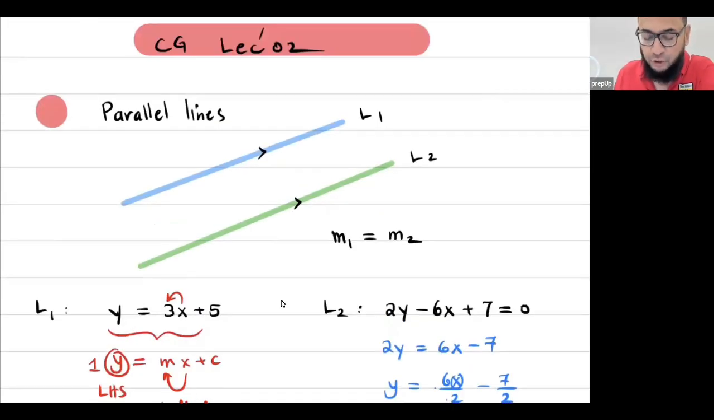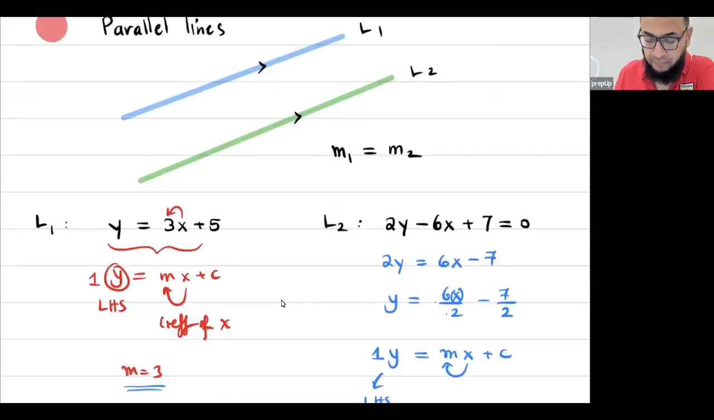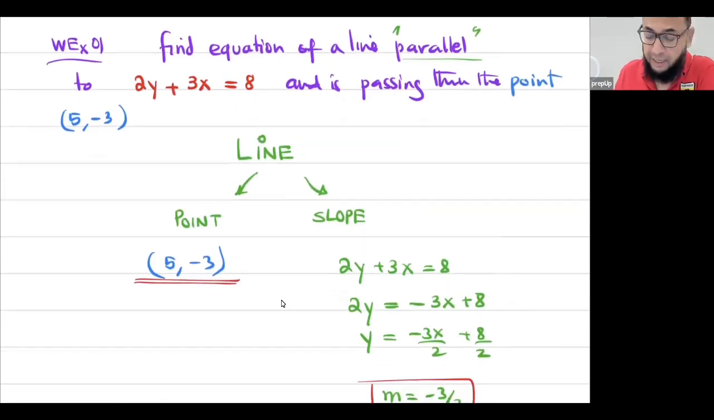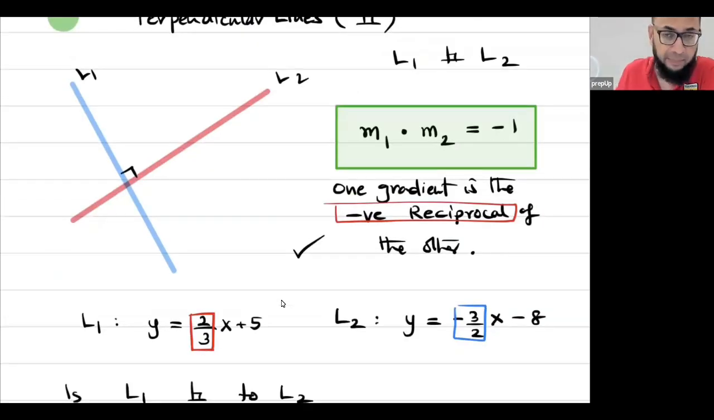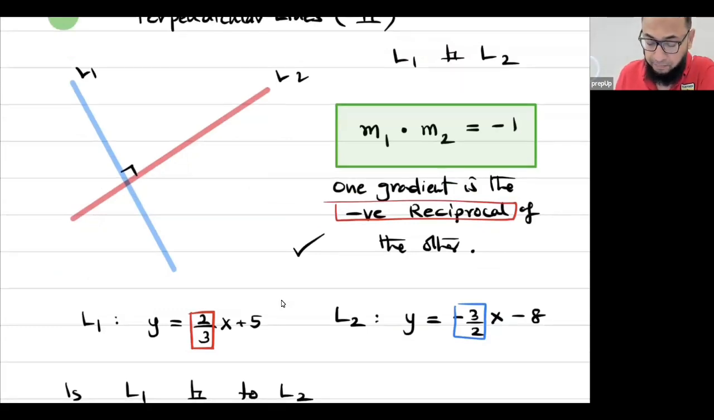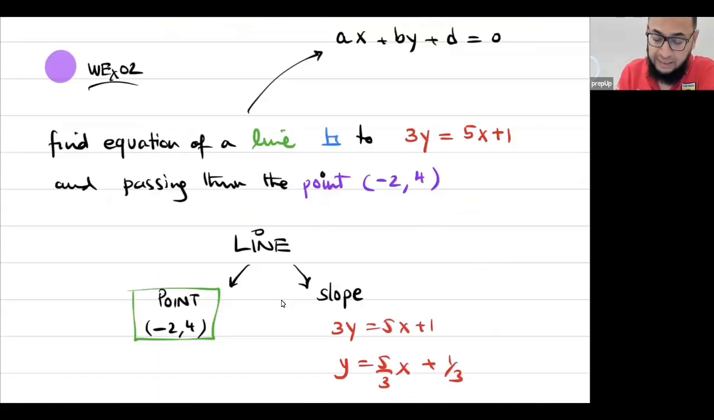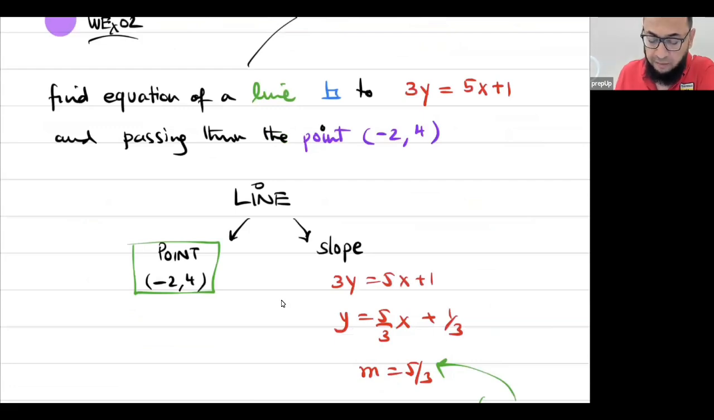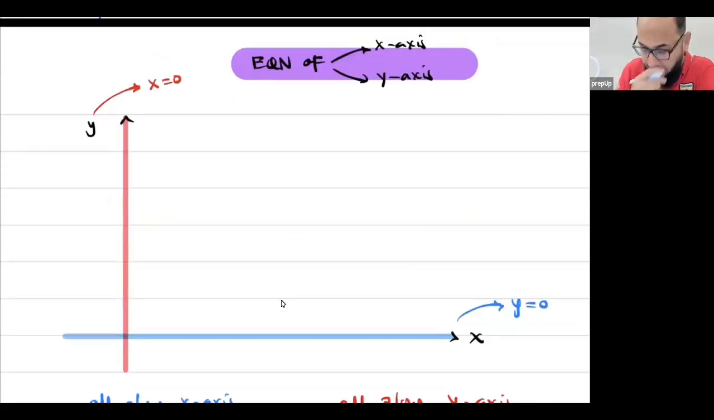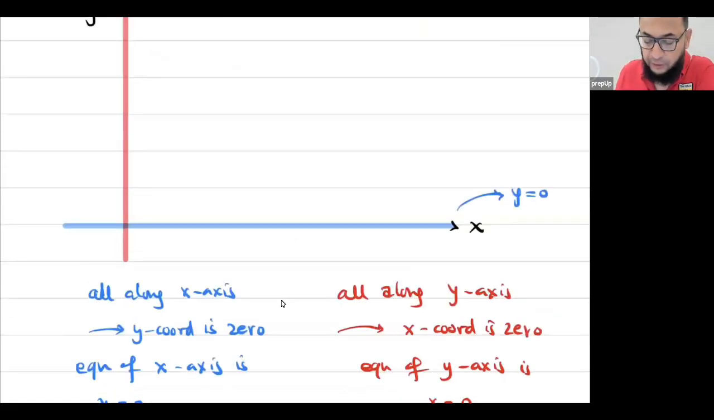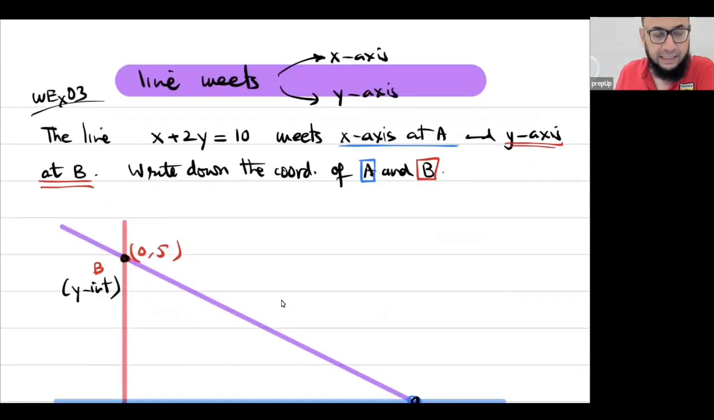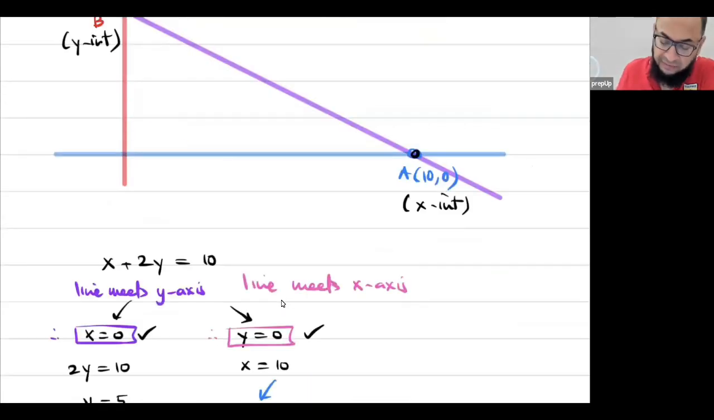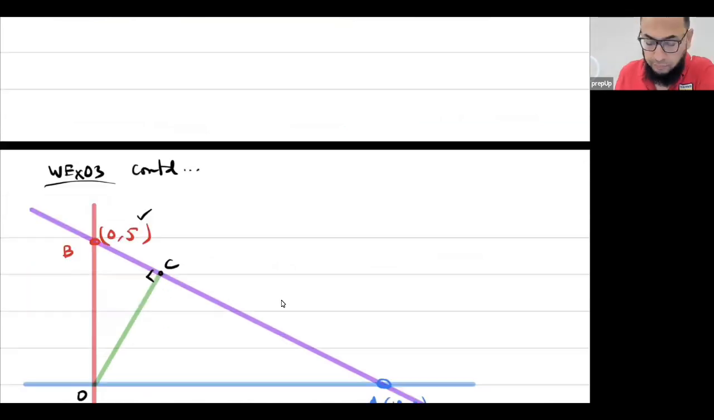And then in lecture 2, we talked about parallel lines. Equation of a line parallel to a given line, perpendicular lines, gradients multiplied to give you -1. Parallel lines, gradients are the same. Make sure it's in the standard form, y equals mx plus c. Equation of x-axis, equation of y-axis, basic stuff. Line meets the x-axis, y coordinate is 0. Line meets the y-axis, x coordinate is 0.